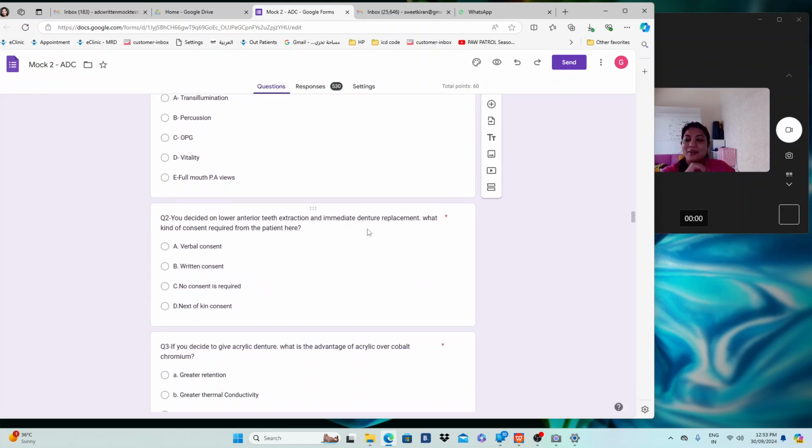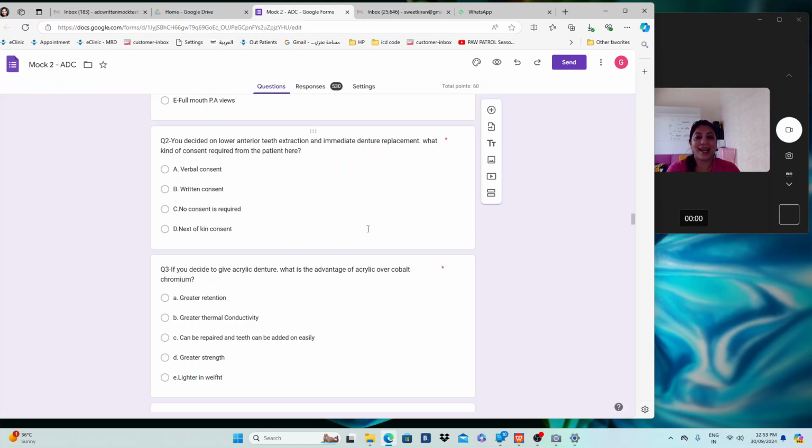Now you decided on lower anterior teeth extraction and immediate denture placement. What kind of consent is required from the patient here? For any invasive procedure, always a written consent. Verbally, you're going to explain everything, but it's a written consent because you have to document, and the patient has to sign that he's understood what you're doing, he's understood the consequences of it, and you're going to document that. Always a written consent.